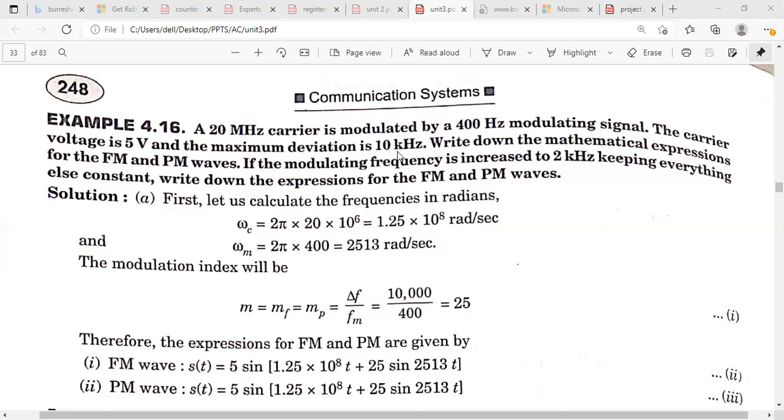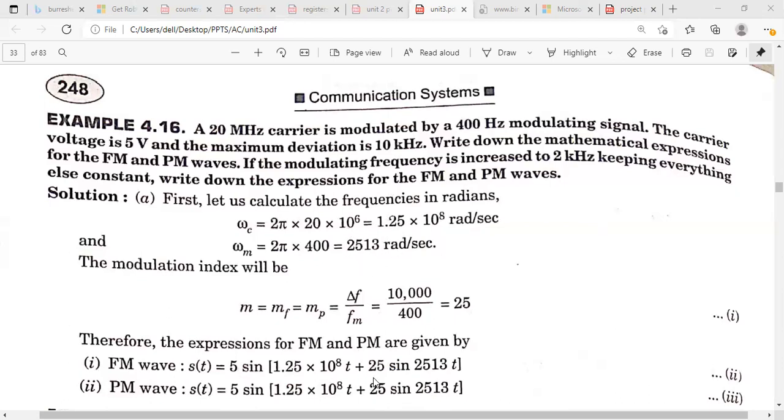So what is the standard expression for the FM? AC into cos of omega CT plus the modulation index MF into sine omega MT, right? Here AC, the amplitude of the carrier, will be 5 volts into cos of omega CT. What will be the omega C value? This one into T plus the modulation index MF into sine omega MT. You know the omega M value also.